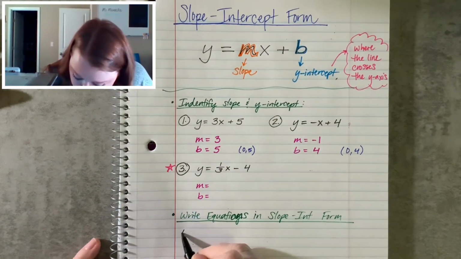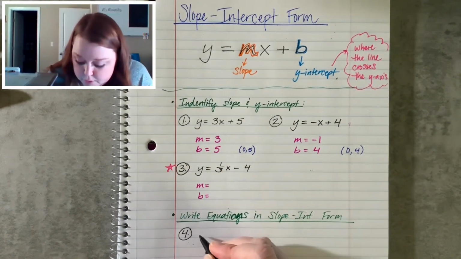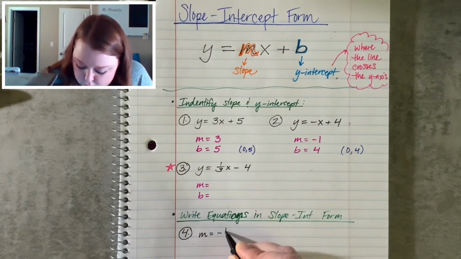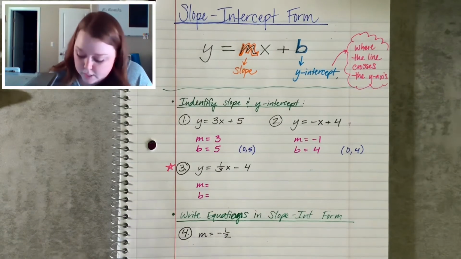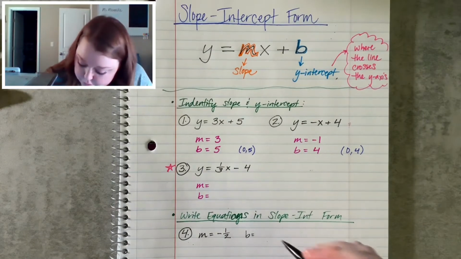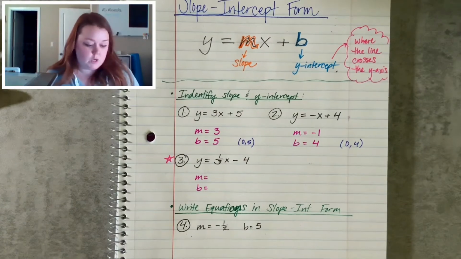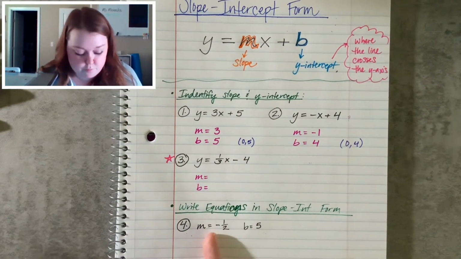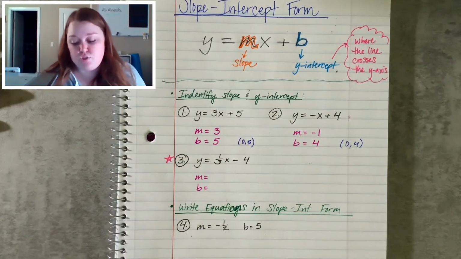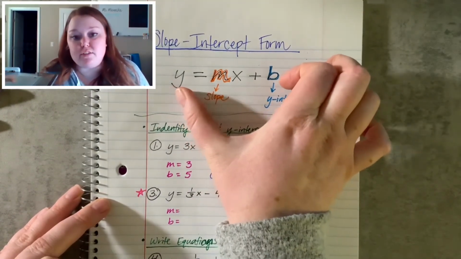So here's number 4. Number 4, I'm going to tell you that the m value is negative 1/2, and the b value is 5. Okay, so m is negative 1/2, b value is 5, and what you are going to do is take this information and write the equation in slope-intercept form.